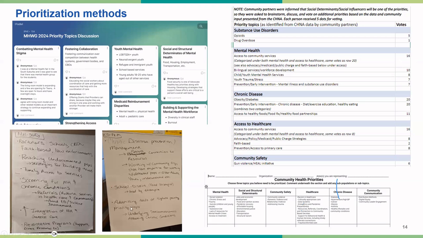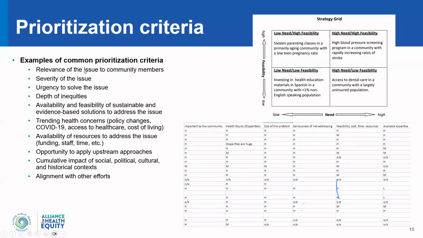It's a free tool that you can use online. We use it a lot in these virtual processes. So if you want a tutorial or assistance in setting one up, we can definitely do that for you. And then here are the examples of prioritization criteria that I told you about.